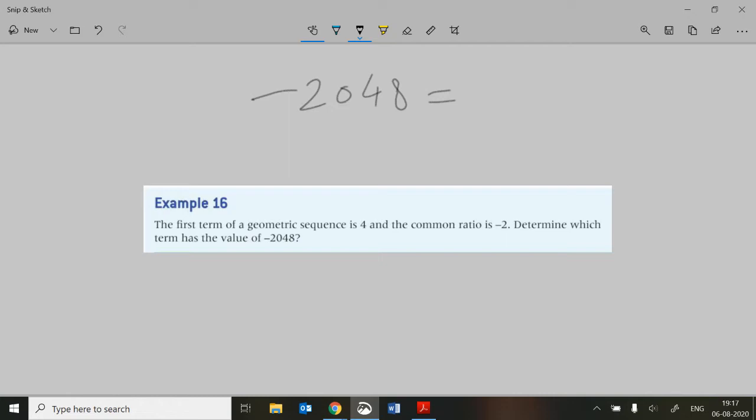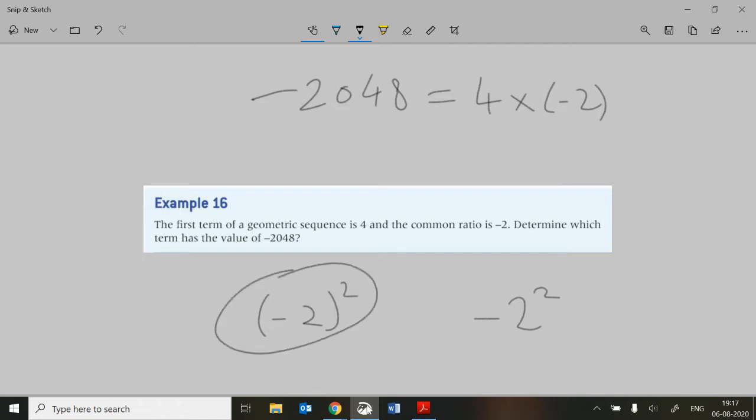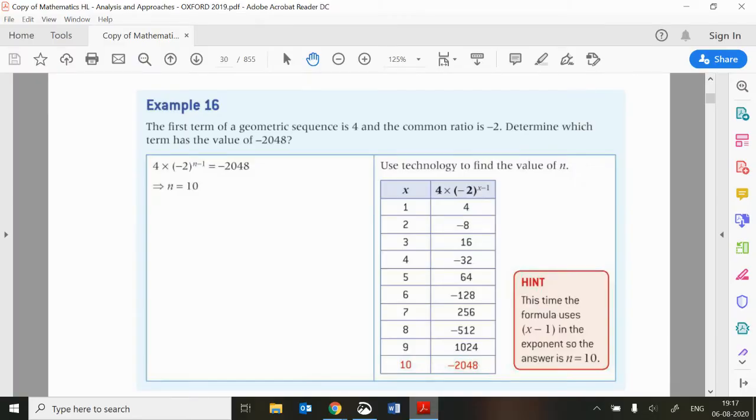First term is 4 times by -2. Remember the brackets. For example, (-2) squared is very different to -2 squared. This one is going to give us 4. This one is going to do the squaring first and then put the minus on the front, giving you -4. So remember the brackets, especially with the minuses. And then we've got the n minus 1 there, and you can do a very similar thing to what you did before. Let's have a little look. Yeah, they've used technology.